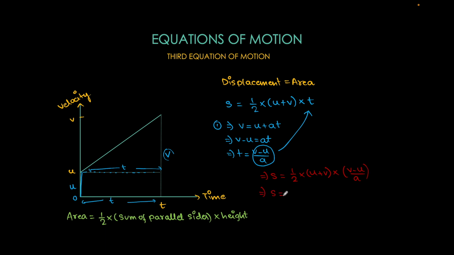Rearranging it, we can write s is equal to (v plus u) into (v minus u) divided by twice a. So u plus v I have written in the form of v plus u. We know that (a plus b) into (a minus b) is what? a square minus b square. So it will be v square minus u square divided by twice a. If we take twice a to this side, we can write 2as is equal to v square minus u square. Rearranging it, v square minus u square is equal to twice as, and this is your third equation of motion, right?